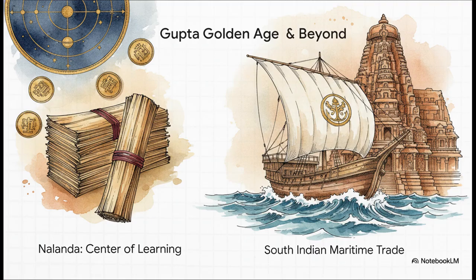But hey, it wasn't just happening in the north. Down south, the early Tamil kingdoms, the Chola, Chera, and Pandya were rapidly developing and dominating massive maritime trade routes. Even after the Guptas declined, the cultural growth didn't stop. By the 7th century, you had Harshavardhana ruling the north, while down south, dynasties like the Pallavas and Chalukyas were building these world-famous temples and championing literature.